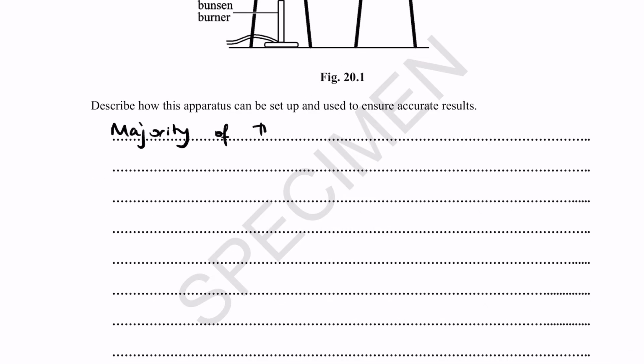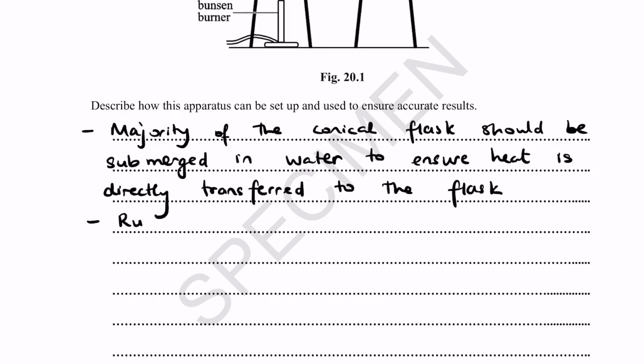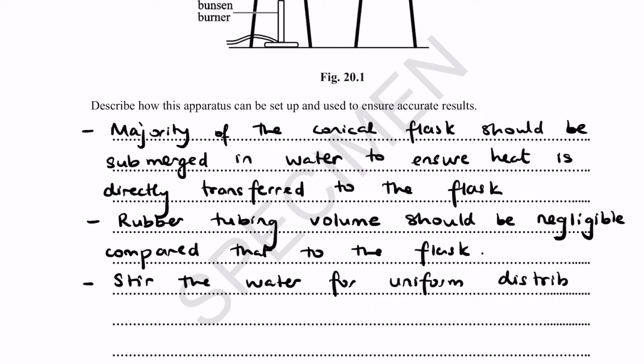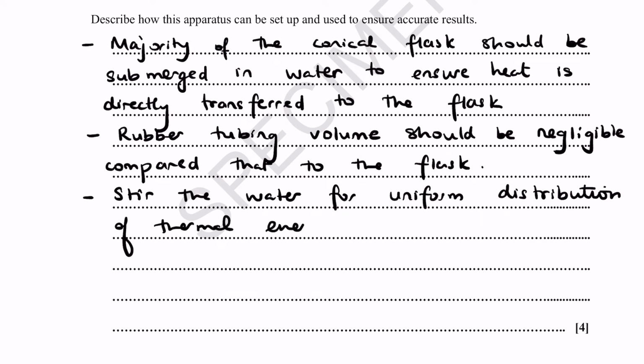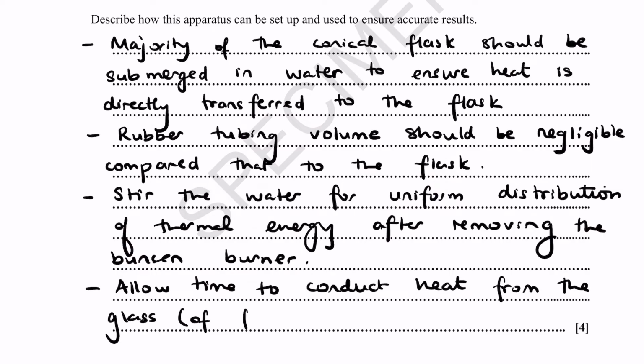So, the majority of the conical flask should be submerged in water, to ensure that the heat is transferred from the water directly to the flask. Then you could also say that the volume of the rubber tubing should be negligible compared to that of the flask. And then you have to make sure that you stir the water for uniform distribution of energy after removing the Bunsen burner, and give enough time for heat to conduct from the water through the glass of the flask to the air inside. Okay, so that would ensure accurate results.